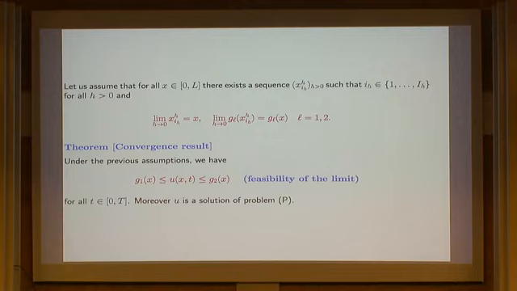So these two properties are not really restrictive for the geometrical setting. We always manage to satisfy them. And under these assumptions, we can prove that U satisfies the unilateral constraints, which means that we have the feasibility of the limit. And then with standard techniques, we get the conclusion that U is a solution of our original problem P with the perfect unilateral constraints.